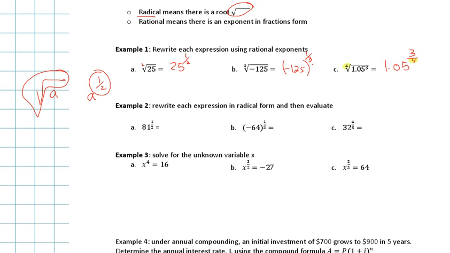Now the next one is asking you to rewrite each expression in radical form and then evaluate. So in this case, it's asking you to do both, right? Radical form and then evaluate. So how would I write the 81 to the power of half as a radical? Just the square root of 81, which is 9.